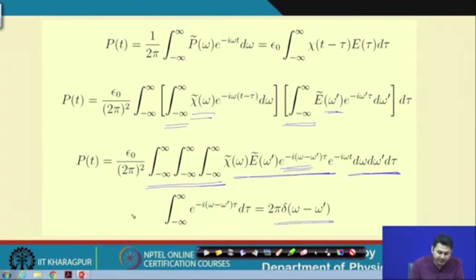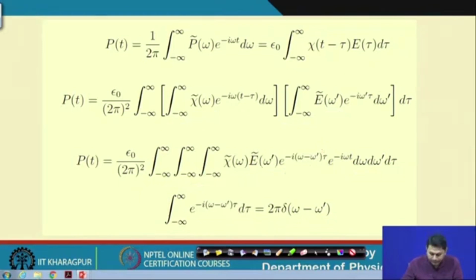So, this is the definition of the delta function. One can write the delta function in different ways, but this is one way to write it: the integration from minus infinity to infinity of e to the power minus i (omega minus omega prime) tau d tau is nothing but 2 pi delta(omega minus omega 0). So, we are going to use this delta function. That means, when omega is equal to omega 0, then we will have some kind of weightage over the integration, and in other cases it will not be there.